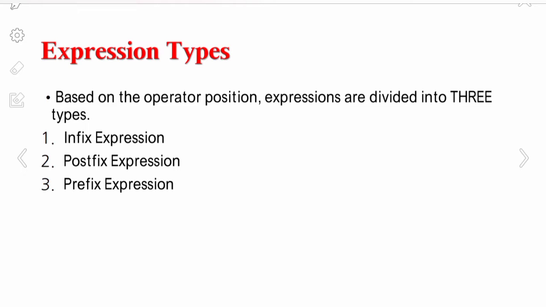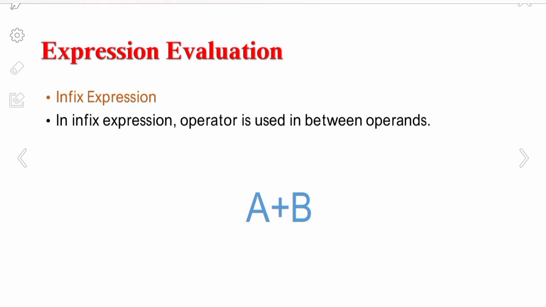Now we will see the expression types. Based on the operator position, expressions are divided into three types: infix, postfix and prefix. What is the infix expression? In the infix expression, the operator is used between the two operands. Here A is an operand, B is an operand, and plus is the operator, used between the two operands.